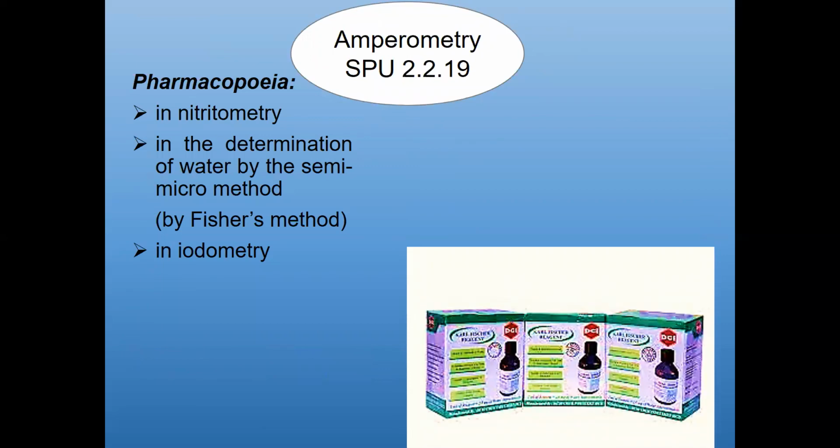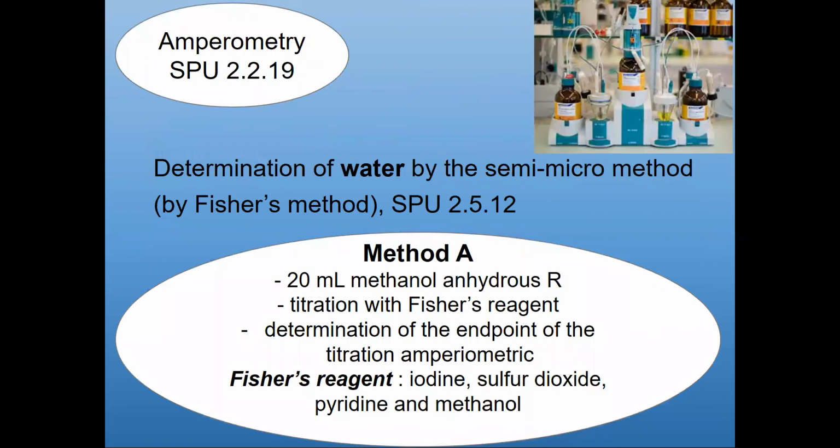Amperometry, Ukrainian Pharmacopoeia. In iodometry, this is the determination of water by the semi-micro method, or Fischer's method. You can see method A and the composition of Fischer's reagent: iodine, sulfur dioxide, pyridine, and methanol.